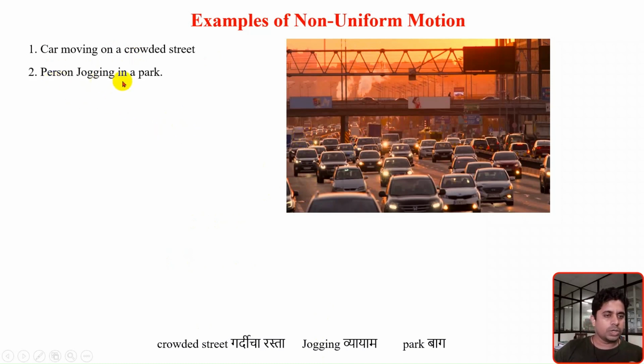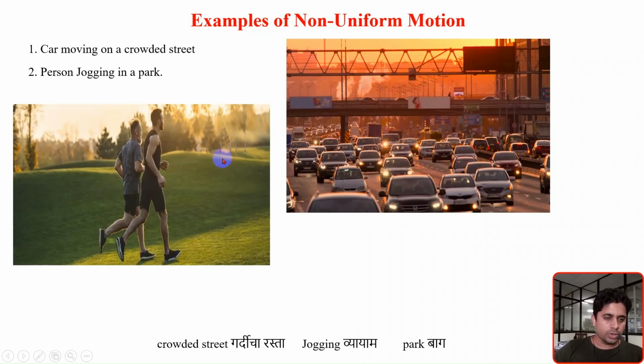Another example is a person jogging in the park. As you know, once you have entered the park and come for jogging or exercise, does it happen that you start running and continuously run for 3 to 4 hours, and after 3 to 4 hours you stop? And in that 3 to 4 hours of running, you maintain a speed of 100 kilometers per hour? No, it is not like that.